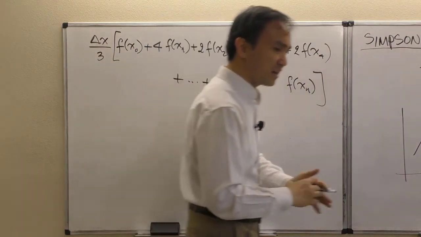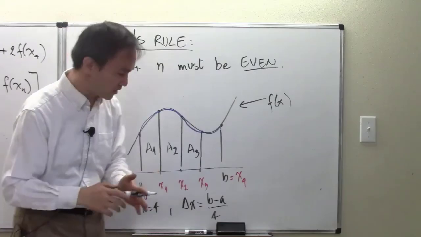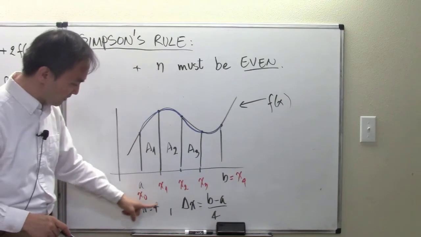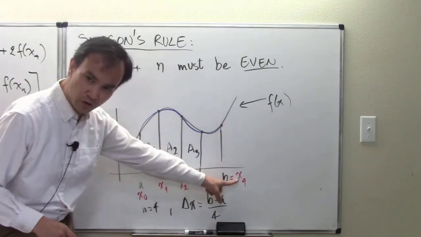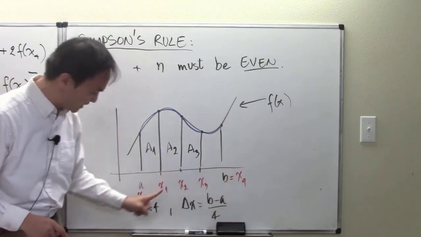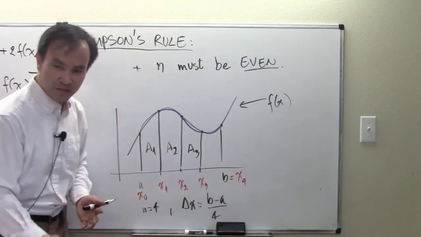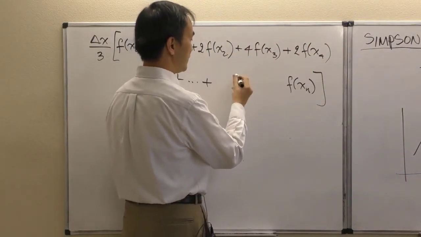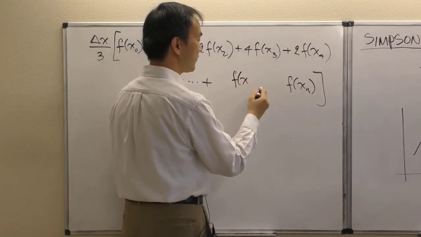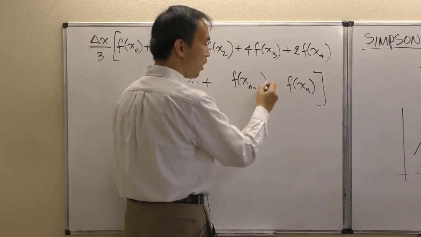See, x of n is always consistent with the number of n subintervals. So here in our particular demonstration, 4 subintervals. So the last point is x4, being consistent with n equals 4. But then that means the partition point right before that, namely x of n minus 1.